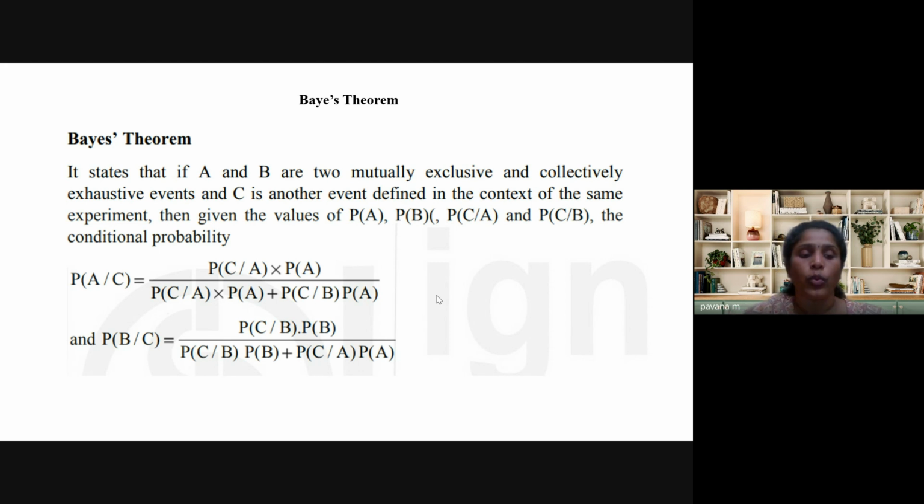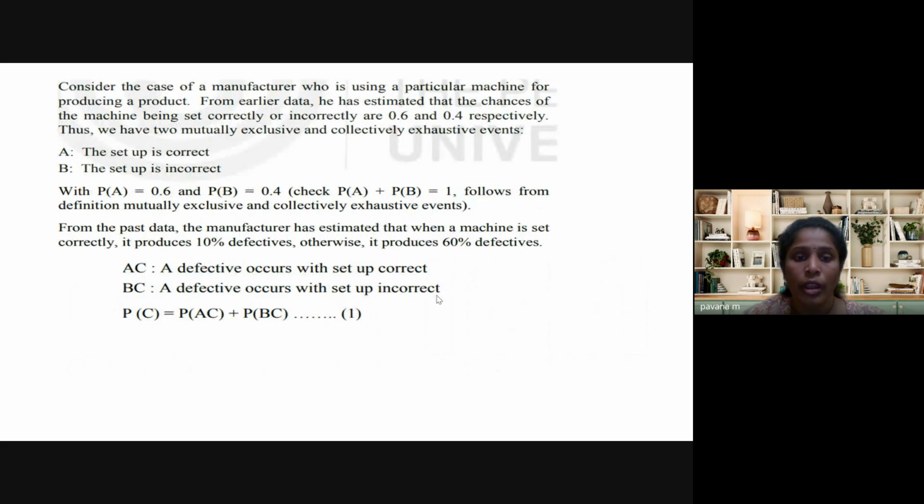Okay, and next, for B also, you have to calculate the same way. P of B by C is equal to P of C by B into P of B, divided by P of C by B into P of B plus P of C by A into P of A. Okay. So you just see this example. Through this example, you can understand very effectively.